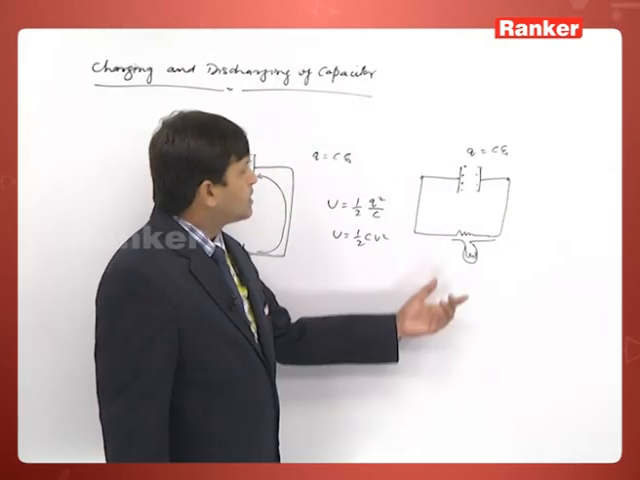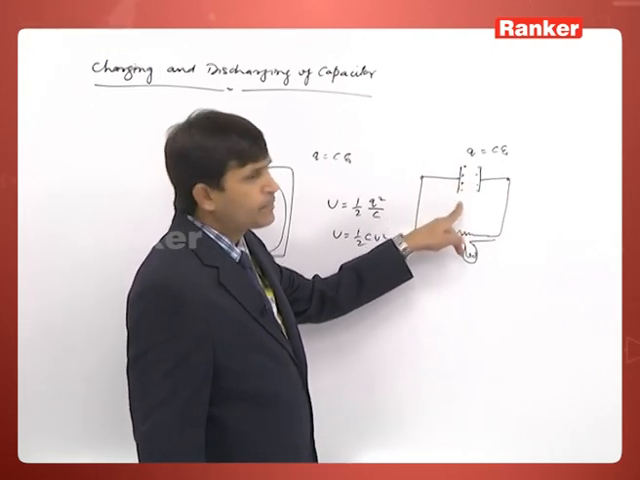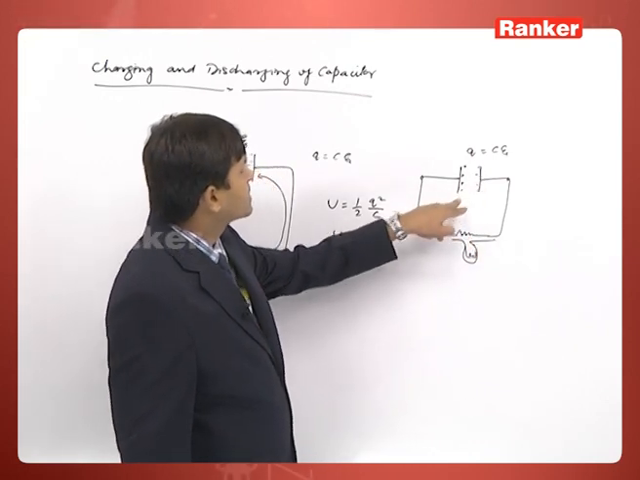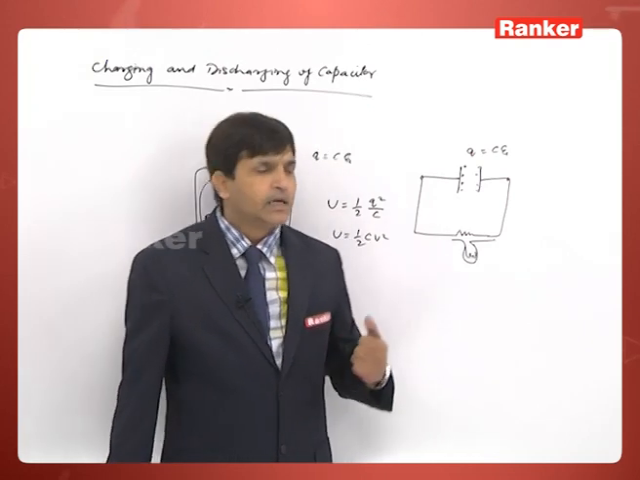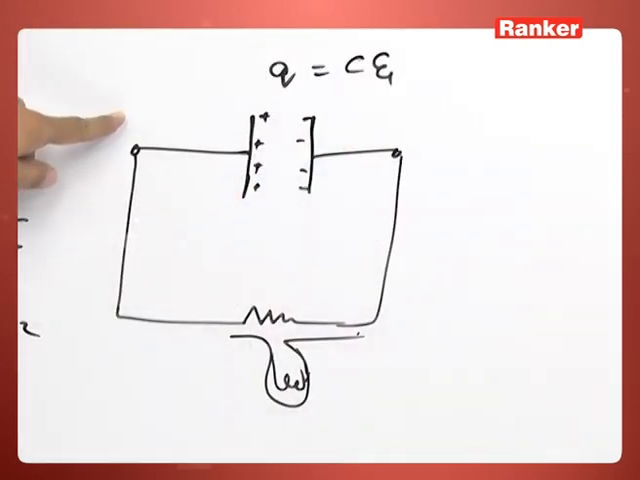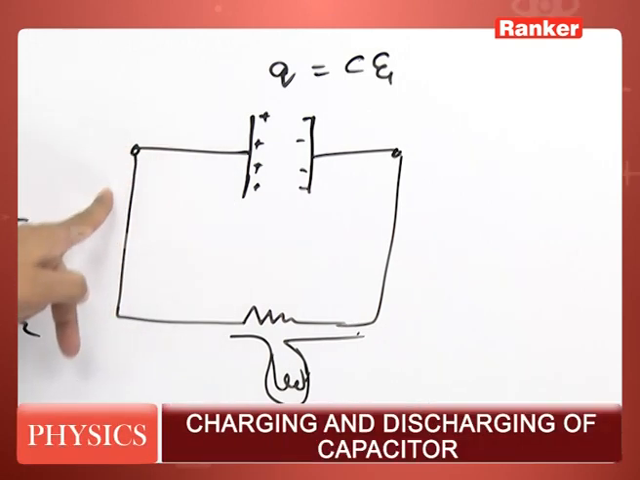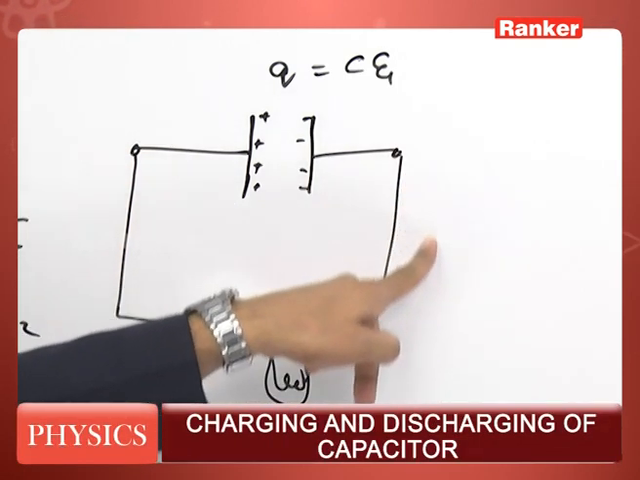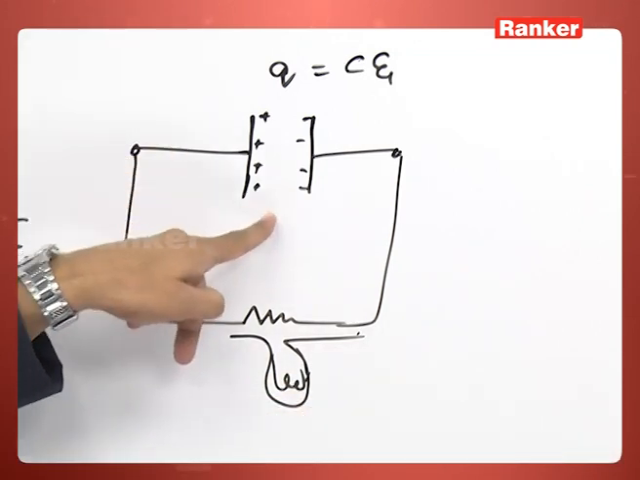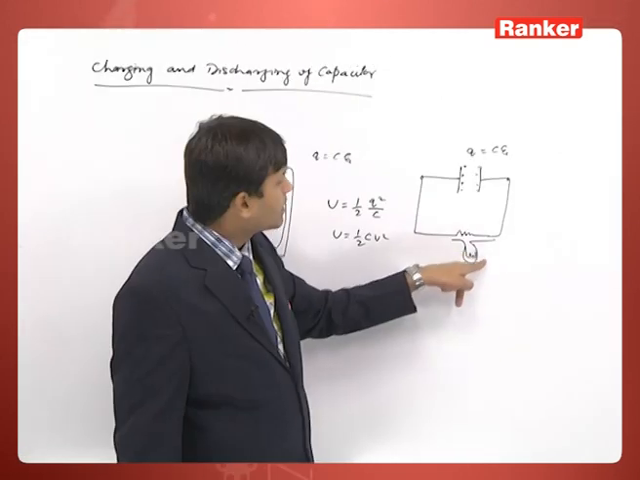Now, what I did here: this is your positively charged plate, and this is your negatively charged plate. The positively charged plate is at a higher potential and the negatively charged plate is at a lower potential. With the help of this electrical device, the bulb, we are joining two plates which are at different potentials with a conducting wire. It means we are connecting two conductors which are at different potentials with a wire.